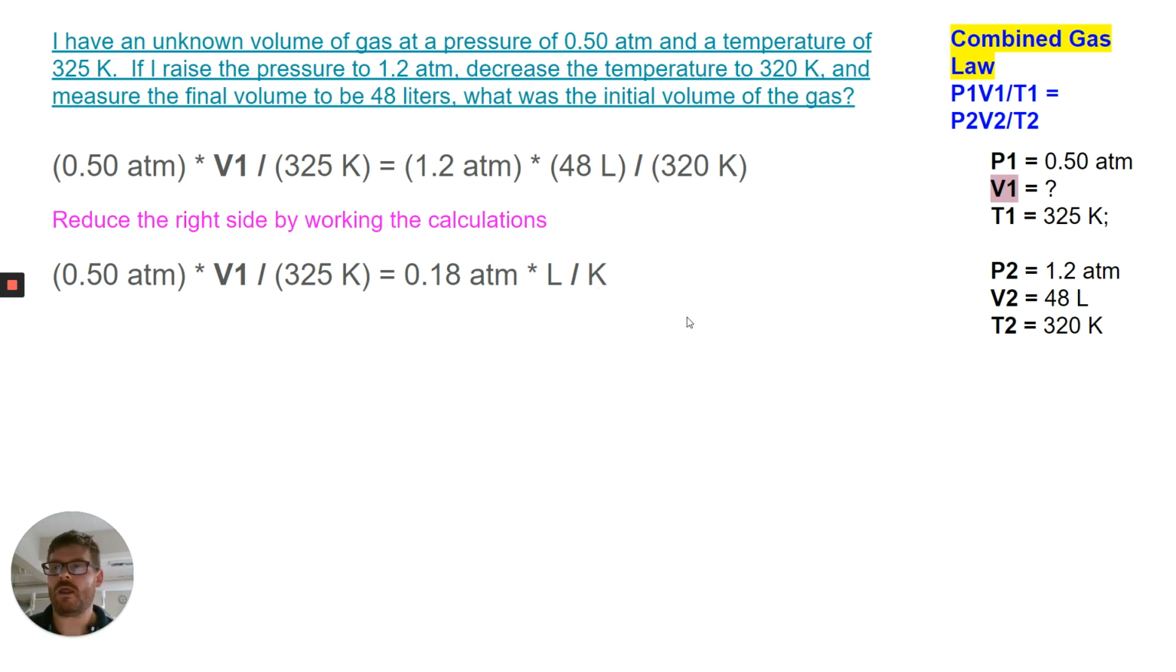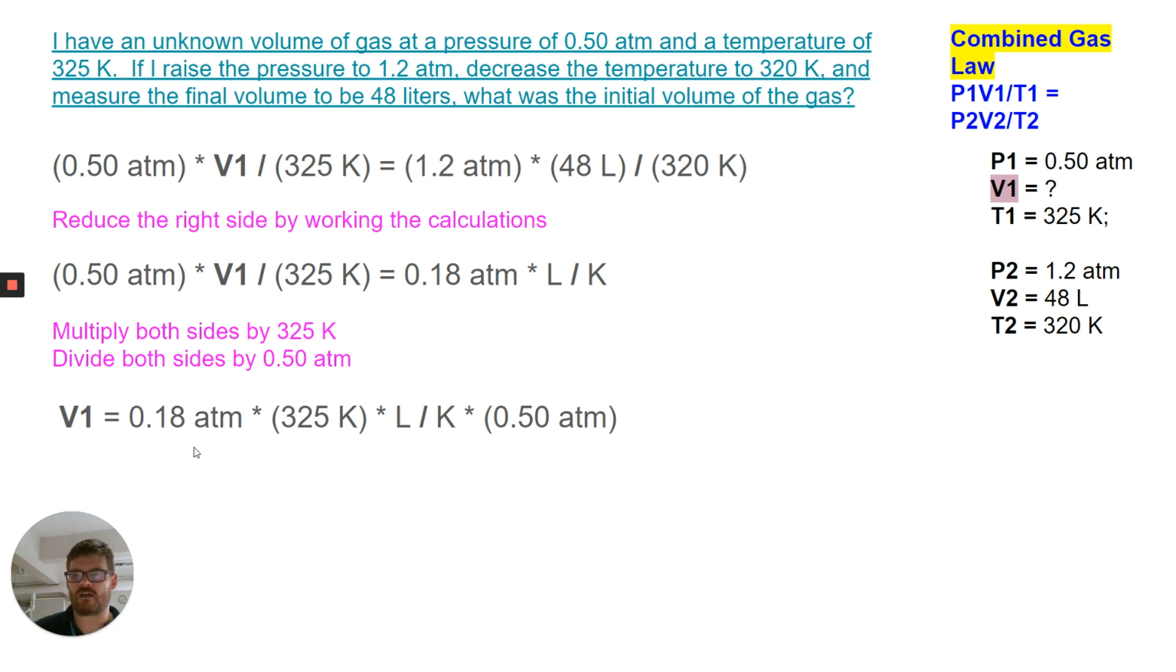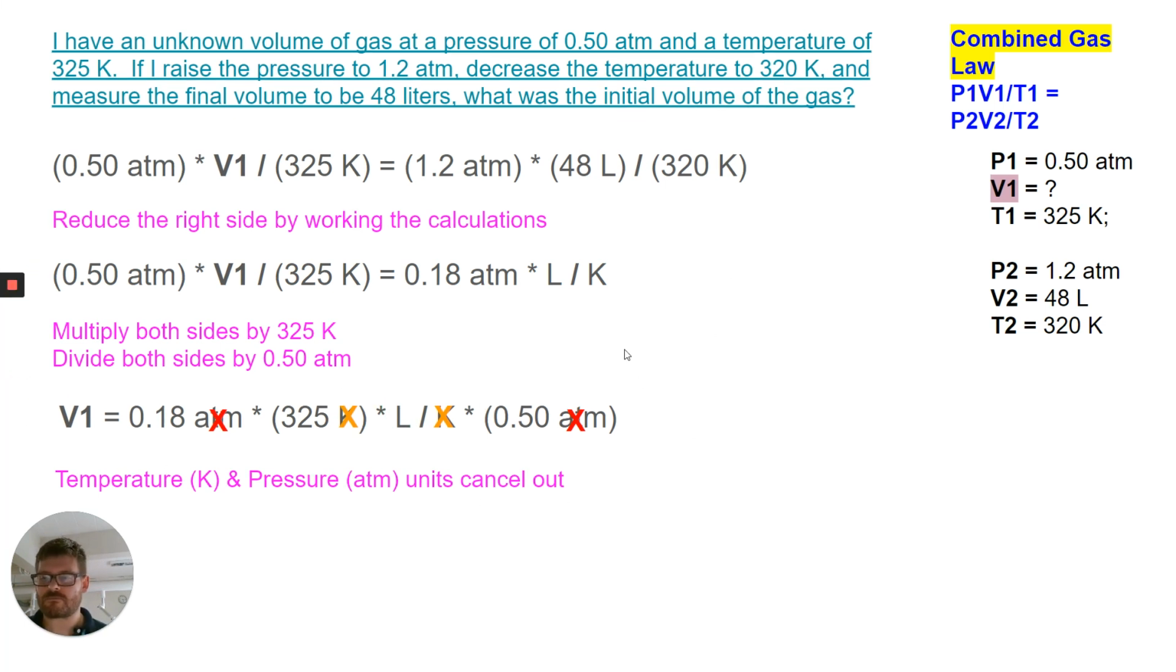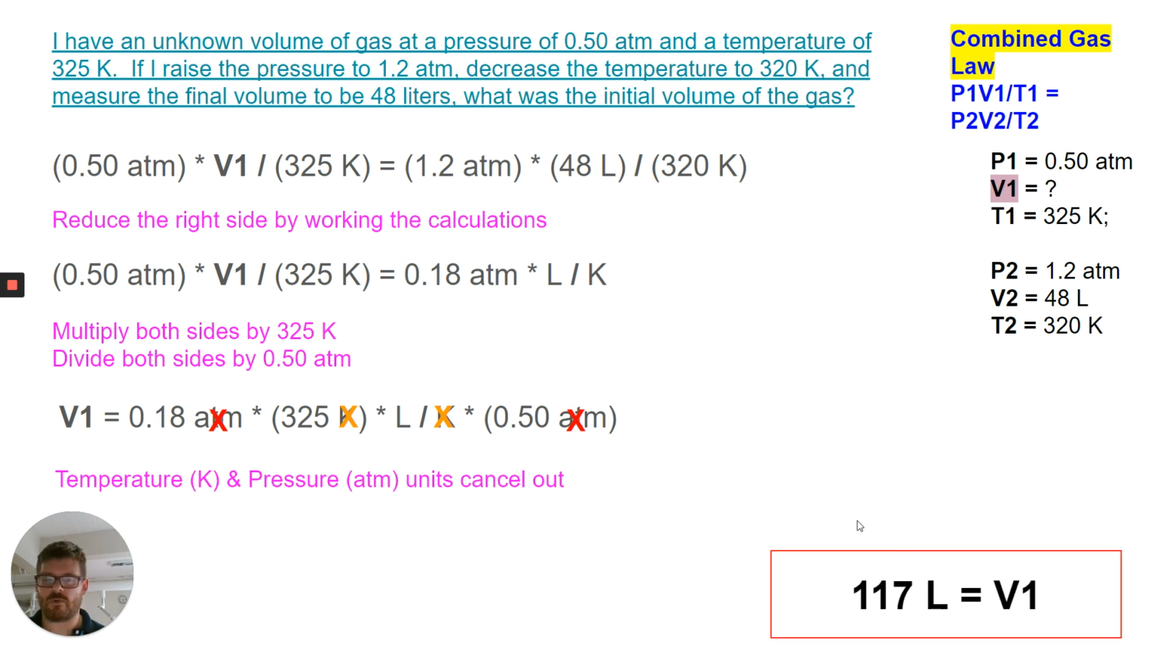All right. Next, we need to get V1 by itself. So let's divide both sides by this pressure and multiply both sides by this temperature. And that's going to get V1 all by itself. Now we can just run this through our calculator. Notice how the units are going to cancel. Atmospheres in the numerator and denominator, temperature in the numerator and the denominator, and then we're left with just volume, which is what we want. Okay. So run those through, and this one works out perfectly. 117 liters is our starting volume. Okay.